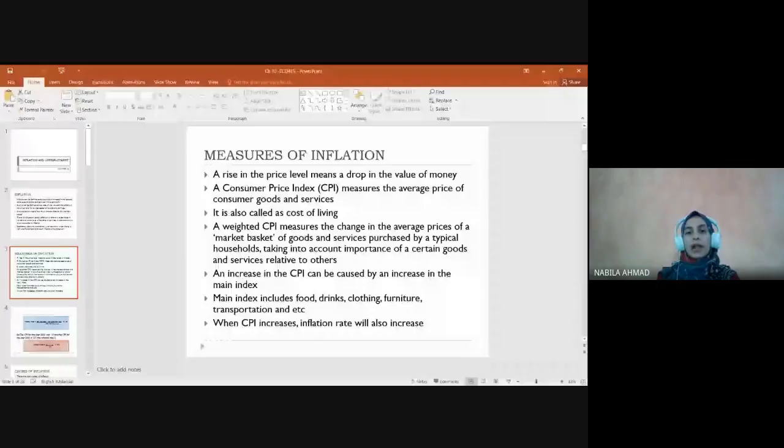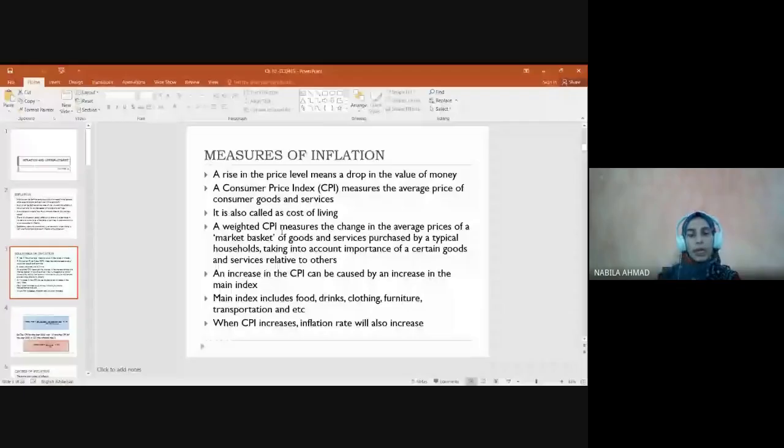So CPI ni dia ada barang-barang yang tertentu, barang-barang keperluan, ya, dia ada list barang-barang keperluan. So harga-harga barang tu akan termasuk dalam CPI. So CPI ni yang akan menunjukkan sama ada inflation ke tidak. Increase in CPI can be caused by increase in the main index. Main index include food, drinks, clothing, furniture, transportation and so on. Maknanya barang-barang keperluan. So when CPI increases, inflation rate will also increase.